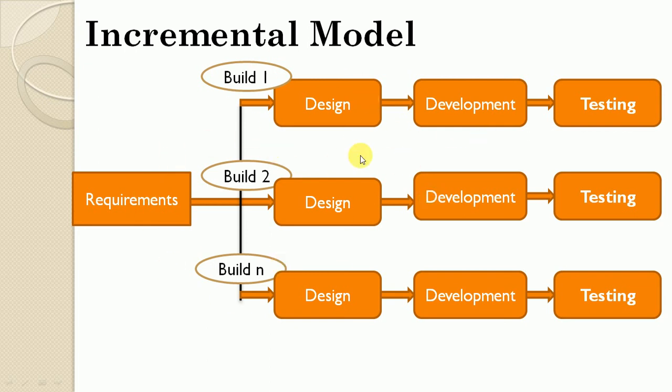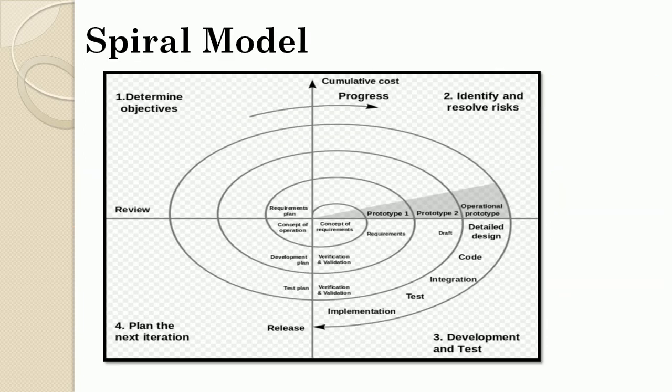So these are some challenges we have. In waterfall also, if you observe clearly, we have only one phase for testing, and in incremental also we have only one phase for testing. Now let's talk about the third important model, that is the spiral model.